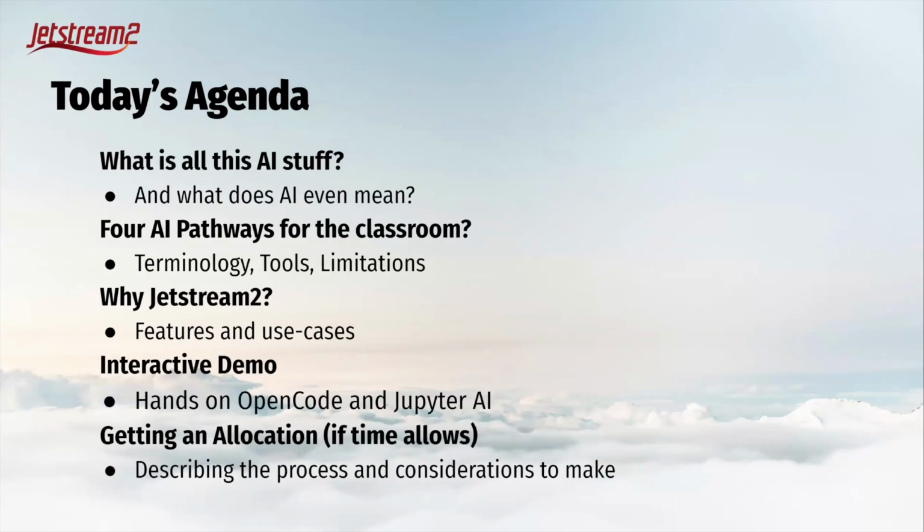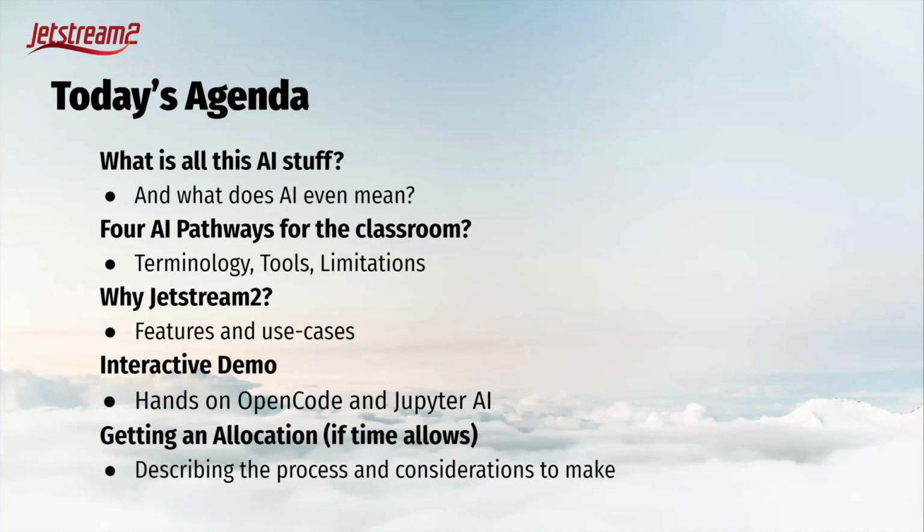So we're going to talk about first, sort of what is all this AI stuff and what does AI even mean? Then we're going to get into some more practical things. I have the 4 AI pathways for the classroom. We're going to talk about terminology, the different tools that are available to you, and what are some limitations. And then we're going to touch on Jetstream2 specifically in the context of AI. What are some features and use cases? Then we'll get to the interactive demo.